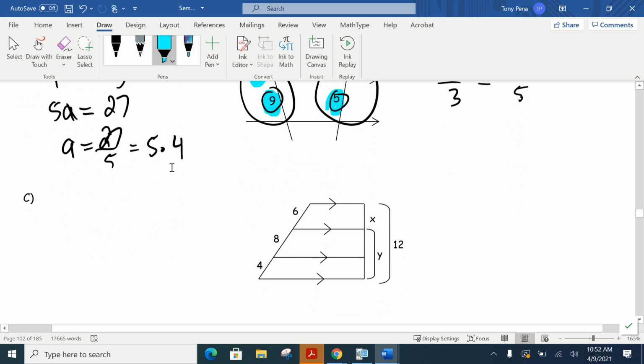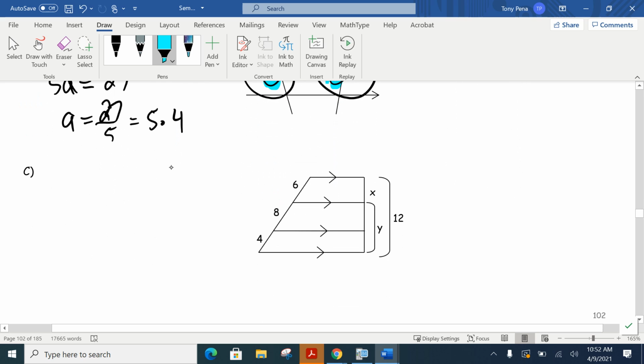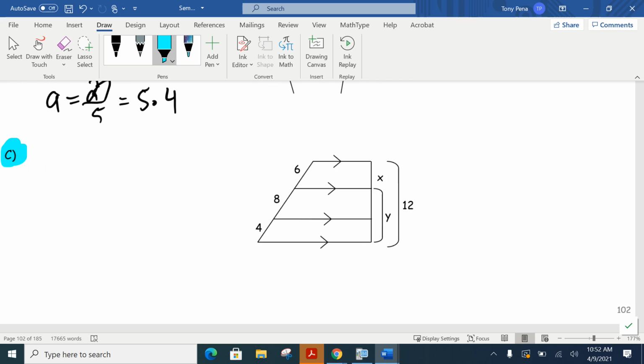C is a nice thought-provoking problem, so not as easy. So see if you could set up letter C. A lot going on there. And see what we think.